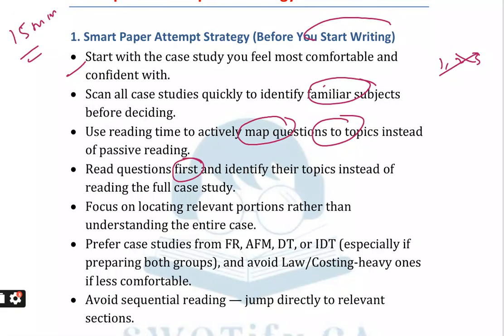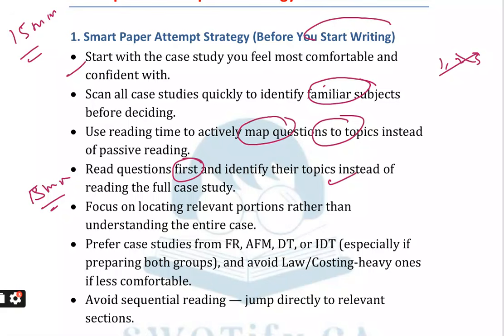So instead of reading the case study, please read your questions. Read the questions first, then identify the topic instead of reading the full case study. If you sit and read the entire case study in the first 15 minutes, it will be the worst decision. So I would recommend you to study the questions first. Read the questions, just make your mindset whether you can attend this question or not.